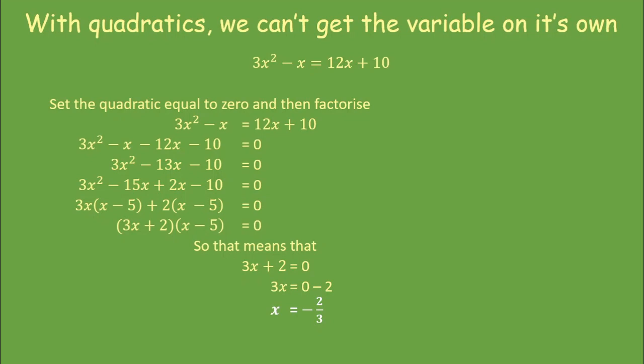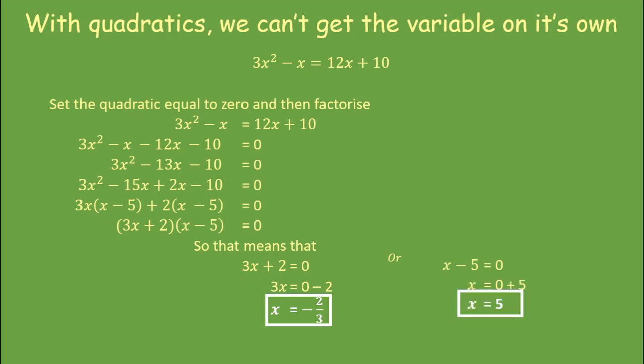Or don't forget there is another possibility. I've only solved where the first bracket equals 0. It might be that this is not equal to 0. However, this one would have to be equal to 0. So the other possibility is that x minus 5 is equal to 0. If x minus 5 is 0, x must be equal to 5.